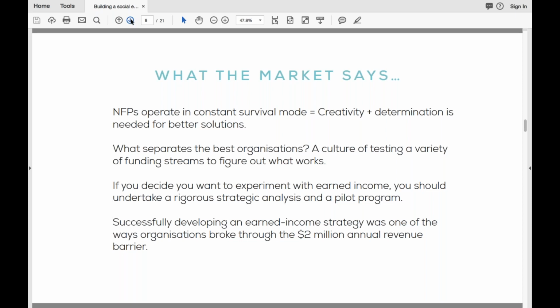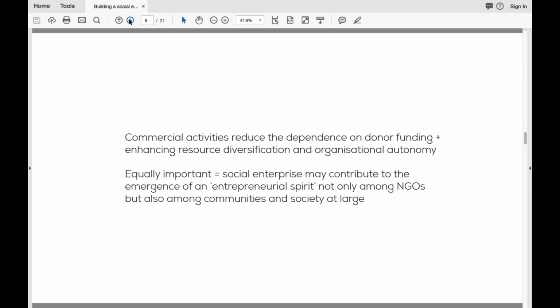Successfully developing an earned income strategy was one of the ways organizations broke through the $2 million annual revenue barrier over the last few years, which is a really incredible fact and really encouraging when we're exploring these new revenue streams. Commercial activities reduce the dependence on donor funding, as well as enhancing the resource diversification and organizational autonomy. We hear a lot of things from the donation space these days. My business, Volley, typically works with millennials and certainly within this audience through our own research and research that's out there, donor fatigue is real. Donor skepticism is a reality, and funding is tough to get and highly competitive.